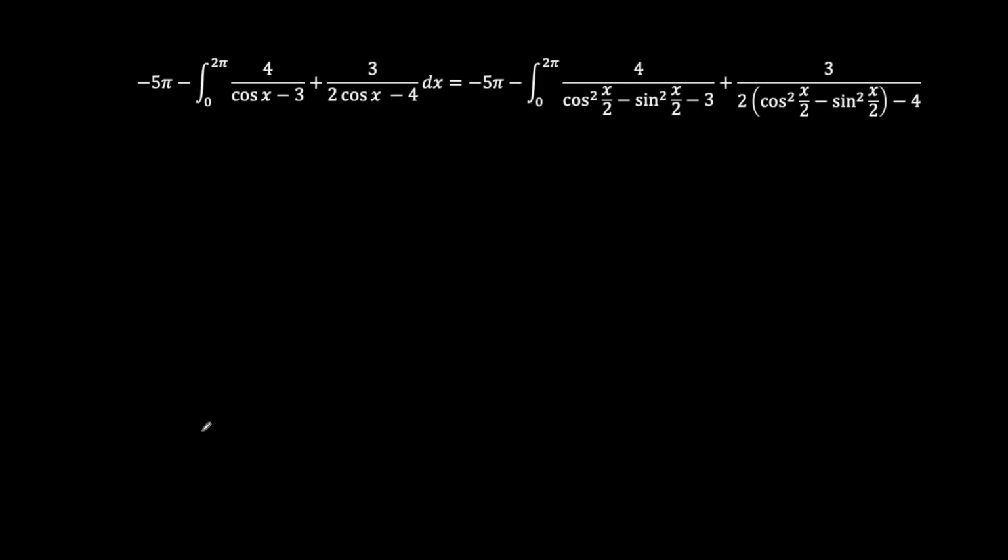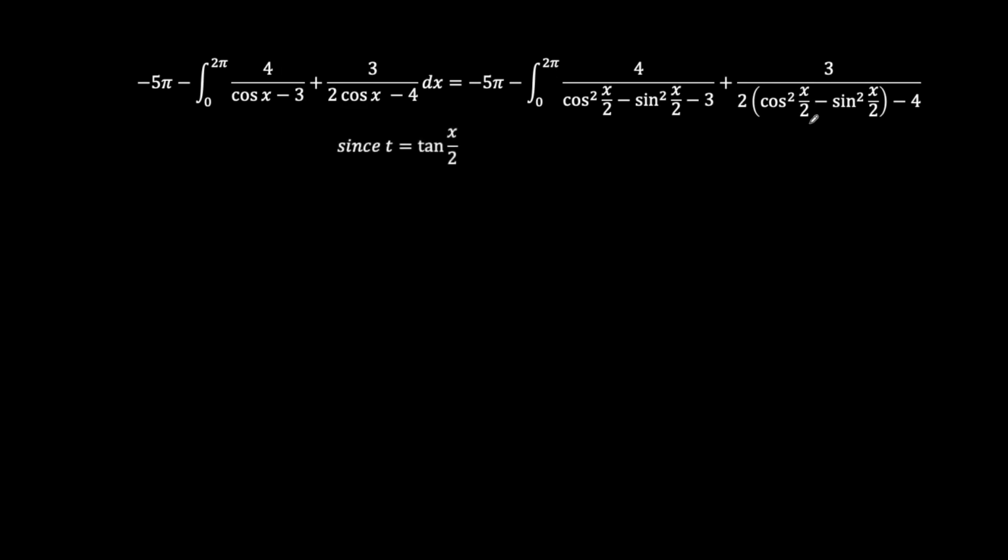And so looking at our integral, this is the same as negative 5 pi minus the integral from x equals 0 to pi of 4 over cosine x, which is the same as cosine squared x over 2 minus sine squared x over 2 minus 3. And then since we had 2 cosine x, the same thing happens here.